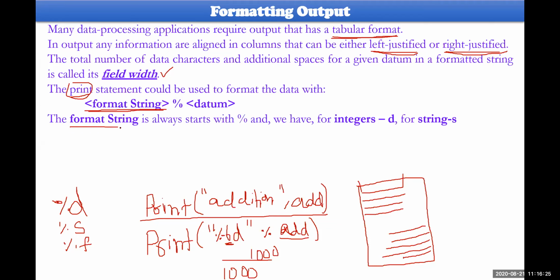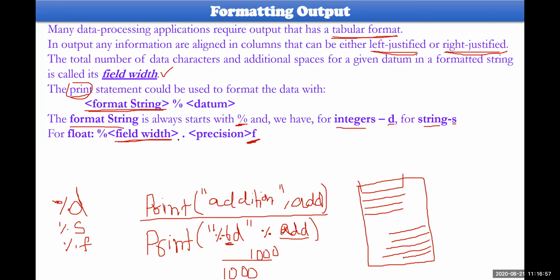So for formatted strings, the format always starts with a percent sign. For integers, you may take d. For strings, you may take s. And for float values, you may take f here. For float values, it is somewhat different. You specify the entire field width, followed by a dot, followed by the precision, because every float value has some decimal point. So the decimal point must be mentioned here. The total field width will be, say, 10 characters.